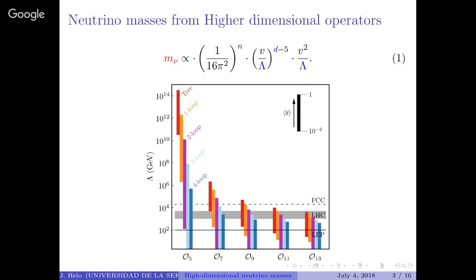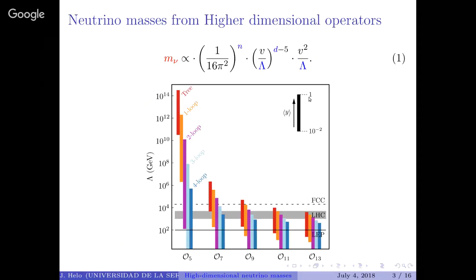One can write in general Majorana neutrino masses in terms of the dimension of the operator d and the number of loops n as in equation 1. Here v stands for the standard model vacuum expectation value. This equation can be used to estimate the typical lambda scale for which the observed neutrino masses could be explained for a given dimension d and loop number n. This figure illustrates this estimate. The energy range has been estimated using average Yukawa couplings in the range of 10^-2 to 1.